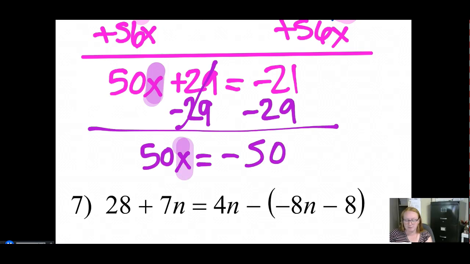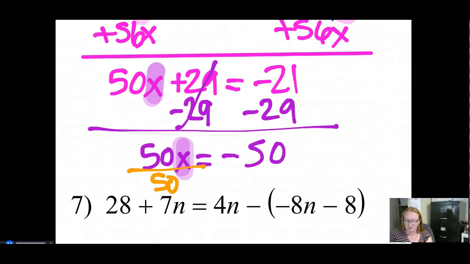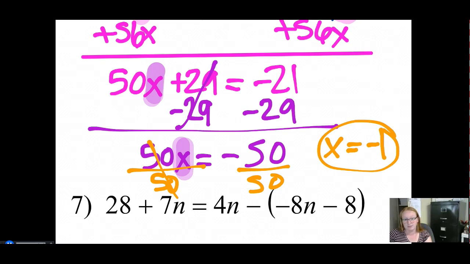Still trying to get that x by itself. So right now the 50 is multiplying. I'm going to divide by 50 on both sides. When I do that, I get x equals negative 1. I have a couple of people make mistakes here, and they go, that cancels. Okay, but it cancels into a 1. It doesn't cancel into a 0.